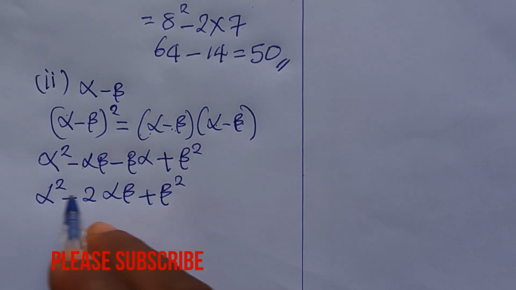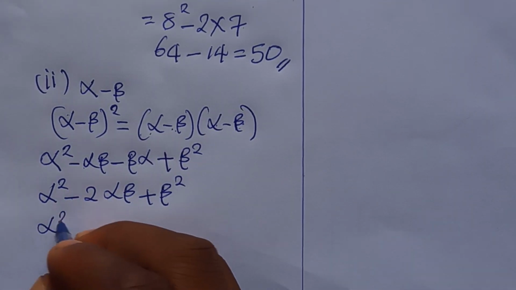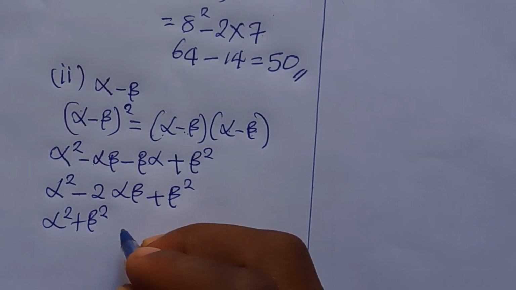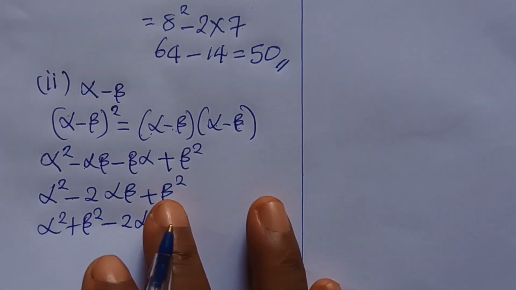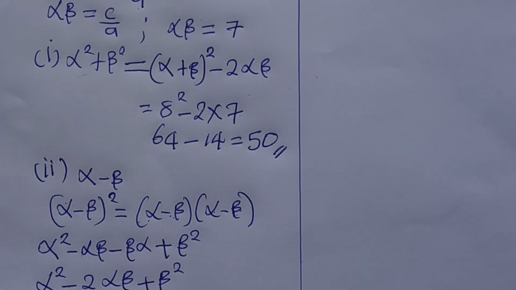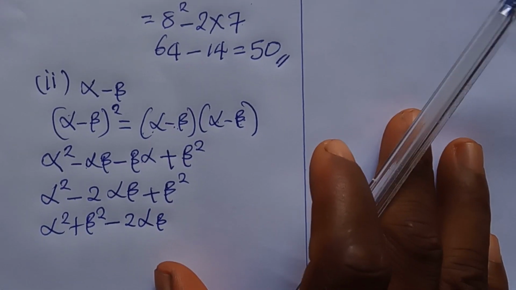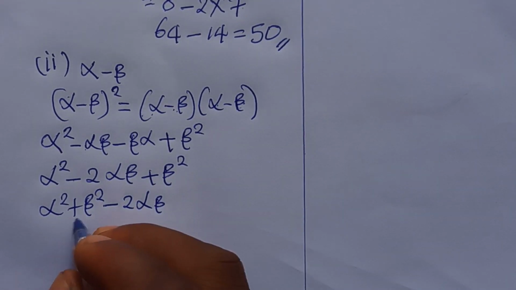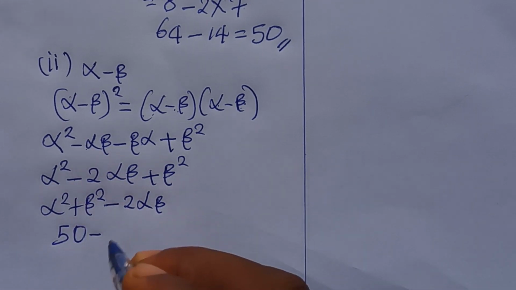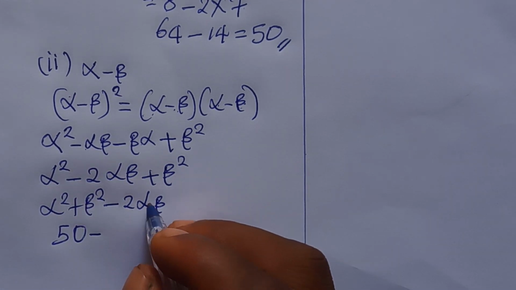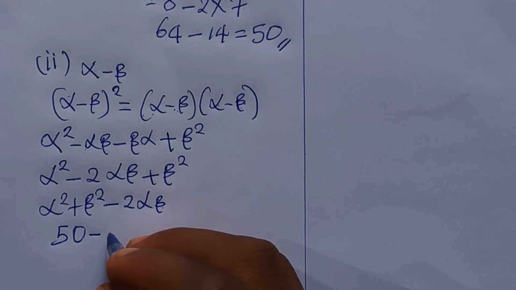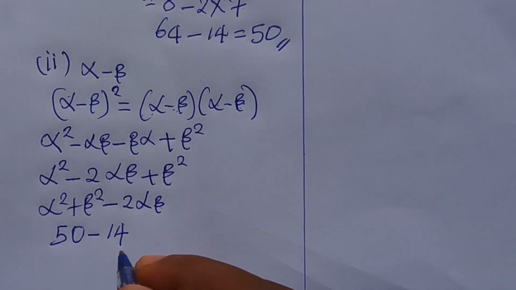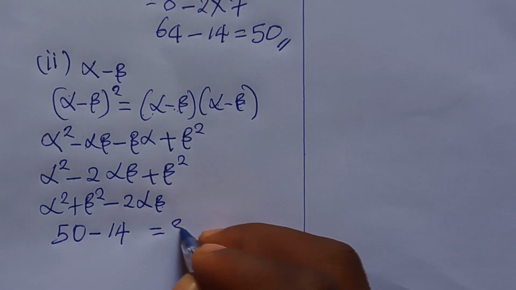So you try to bring these two together. You have alpha squared plus beta squared minus 2 alpha beta. Don't forget from what we solved that alpha squared plus beta squared, we got 50. So alpha squared plus beta squared is 50. Then minus 2 multiplied by alpha multiplied by beta. Alpha multiplied by beta is 7. Then multiplied by 2, that is 14. So our answer is 50 minus 14, which will give us 36.